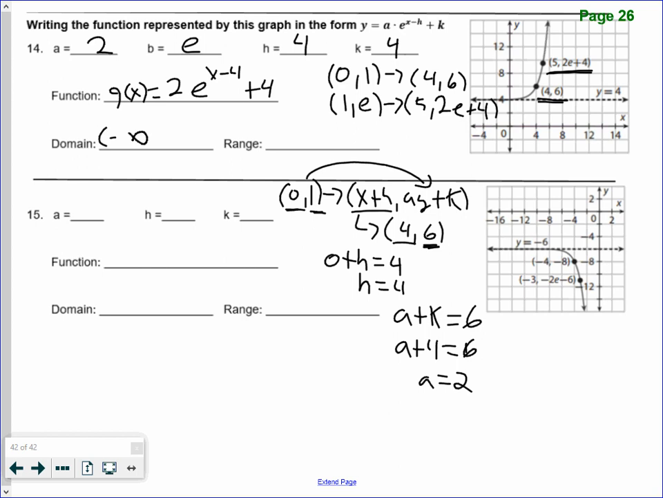Our domain is negative infinity to positive infinity. That's in interval form. And that's because the base e function is still an exponential function. So it's still going to have a domain of all real numbers. Our range is going to depend on our a value and our k value. Our a is positive, and we can see on the function that the whole function is above the asymptote. So we know our y is greater than our asymptote at 4. So that's number 14.